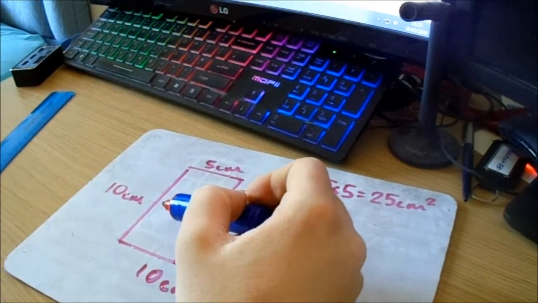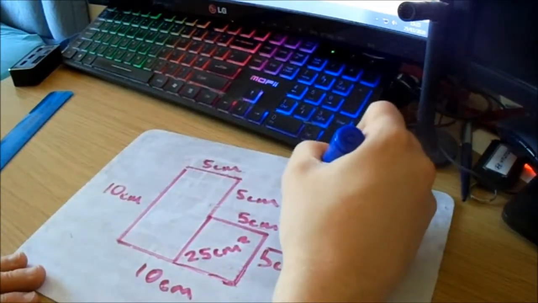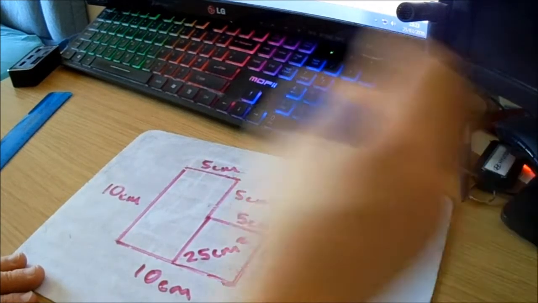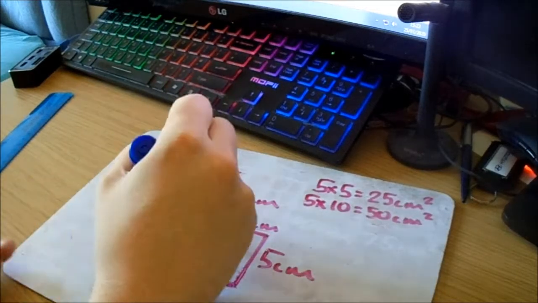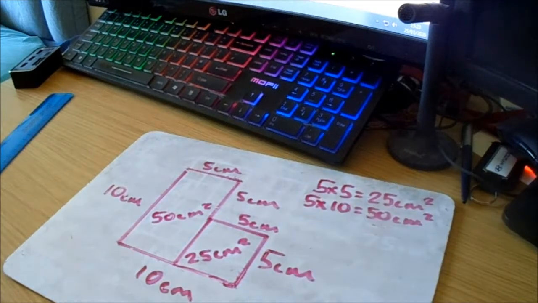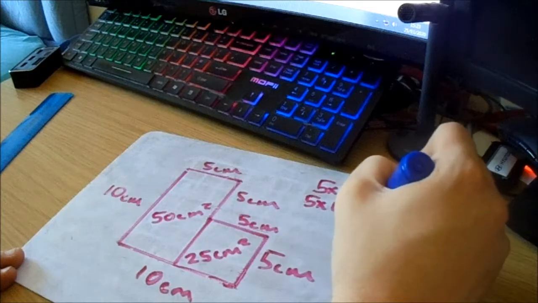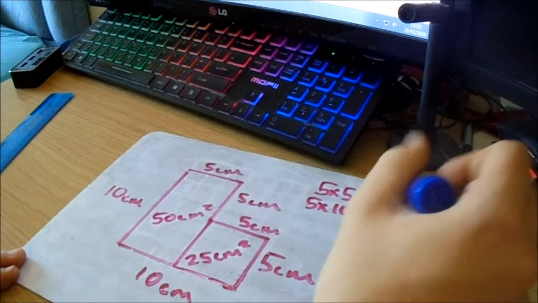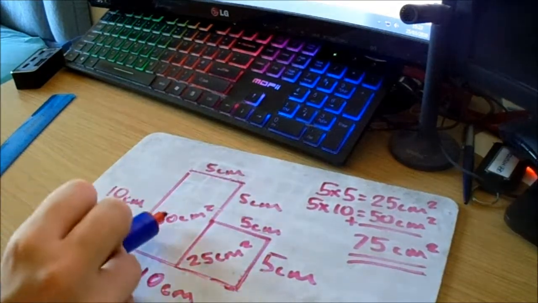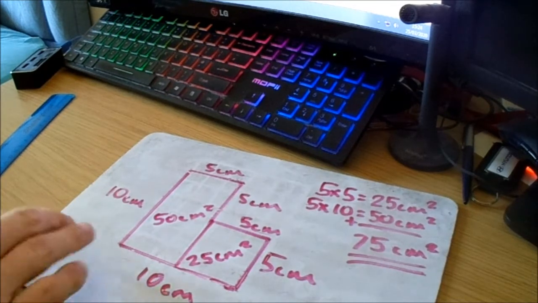For this shape here, the rectangle, I'm going to be doing 5 times 10, which again is a nice easy multiplication. Gives me an answer of 50 centimeters squared. And my final thing that I need to do is add up both of these areas to give me the area of the entire shape. So that gives me an answer of 75 centimeters squared. So the entire shape altogether, when I've added these two individual areas together, is 75 centimeters squared.